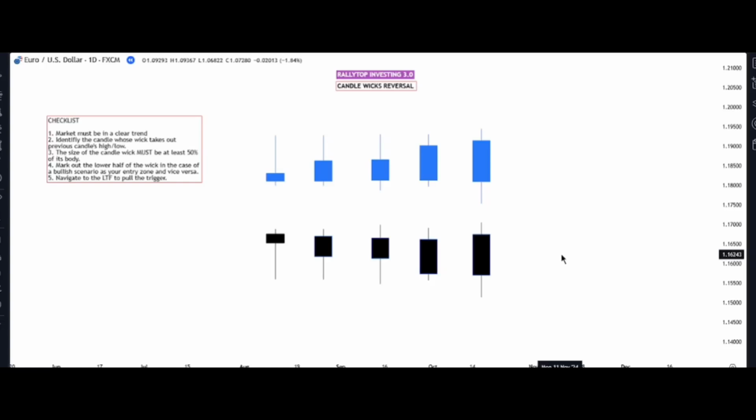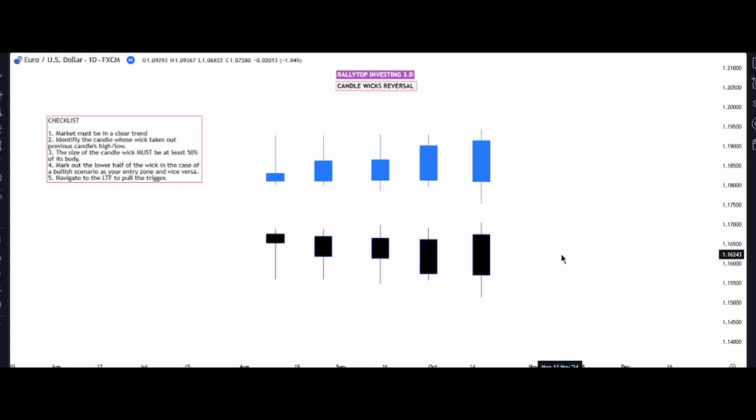Let's talk candle wick reversal. In this episode, I want to show you something that will blow your mind. A very simple and straightforward strategy that will amaze you when you put it into practice. You will find the result amazing. Only that you need to pay attention to me till the end of this video.